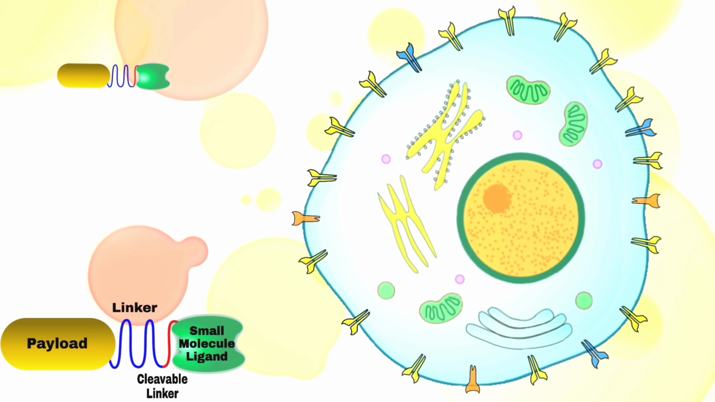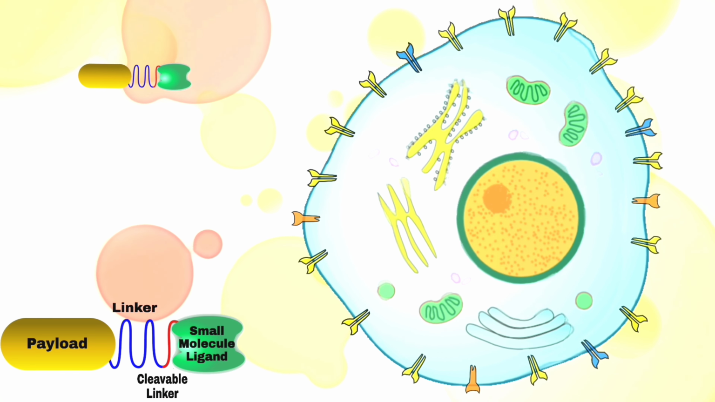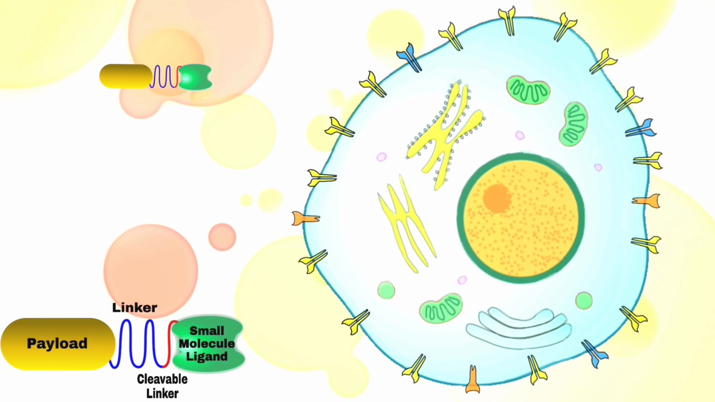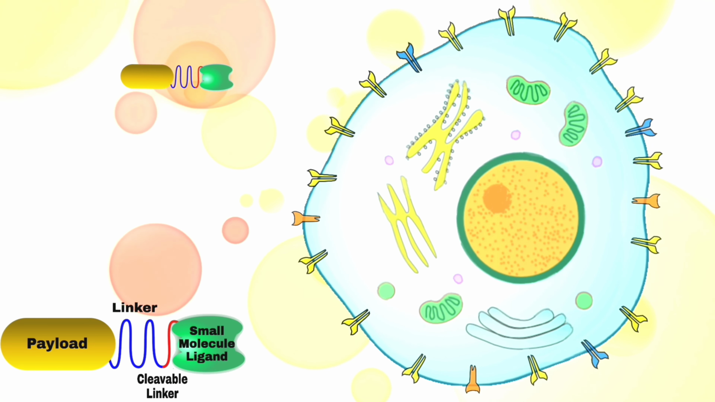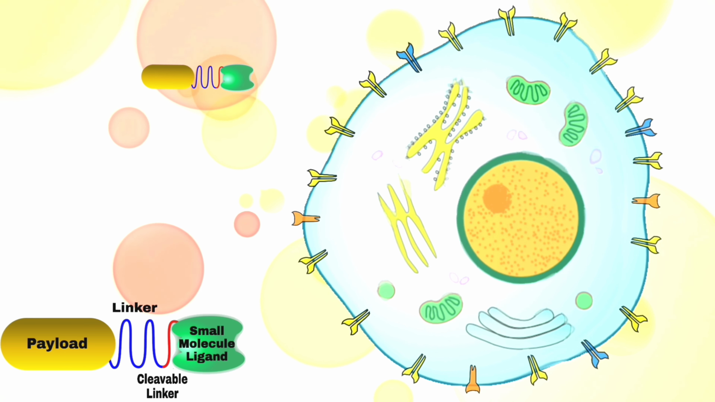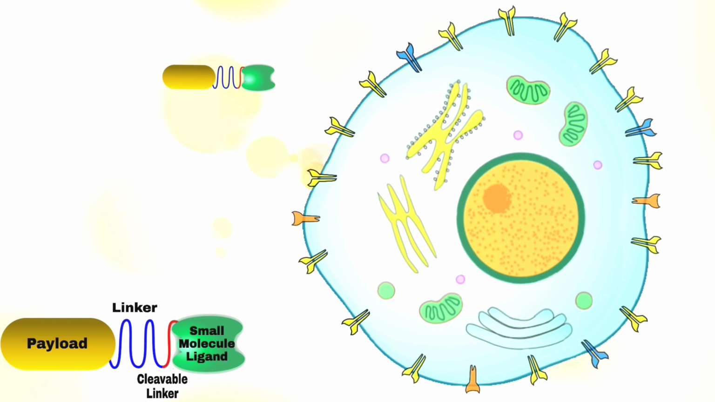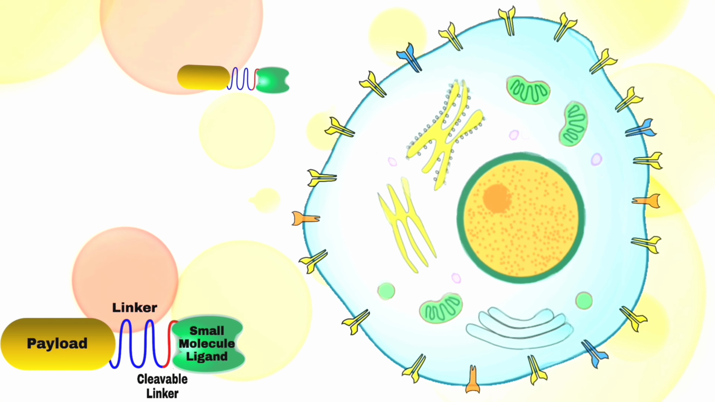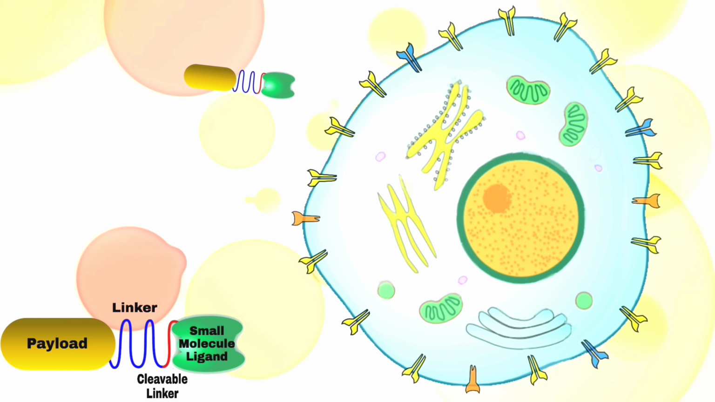The payload contains the therapeutic cargo and the mitochondria targeting moiety. The small molecule ligand is highly selective to cancer cell-specific receptor. The linker is used to conjugate the payload and the ligand, and the cleavable linker can be cleaved once it enters the cancer cells by cancer-specific enzymes.